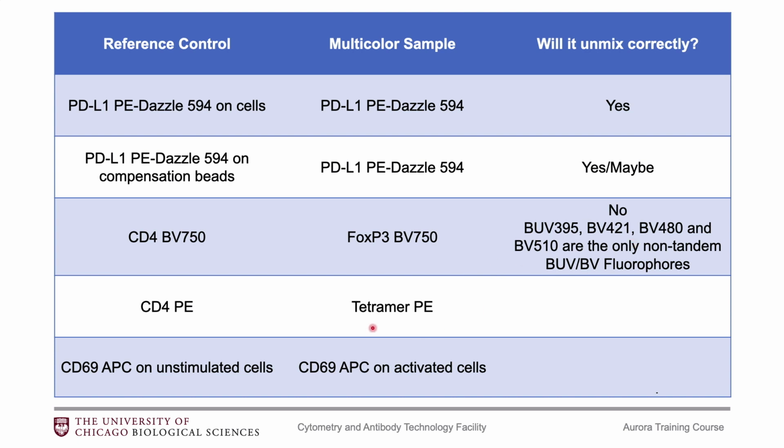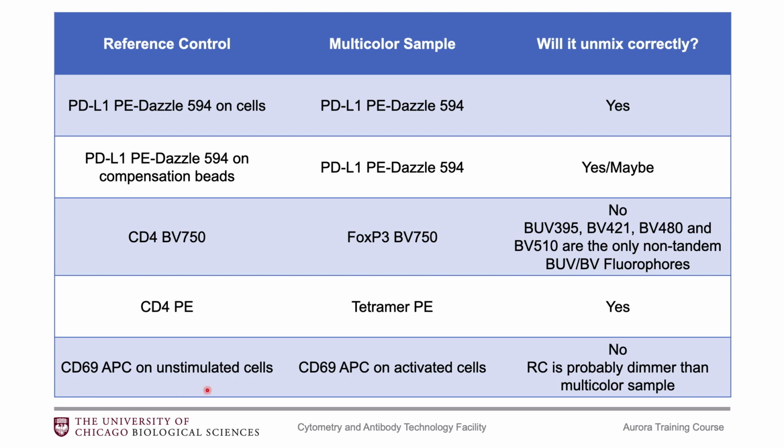Okay, let's talk about this scenario, which is we have a tetramer, and that's on PE, and we decided that it is really hard to get enough positive events, so we swapped that one out for CD4 PE for our control. Can I make that switch? Will it unmix correctly? That one should be okay because PE is not a tandem dye. And the last one, we have this activation marker CD69. That's on APC. Our fully stained sample has some activated cells in it. And for our control, we have the same antibody, and these cells we didn't do any extra stimulation to. Will that work?